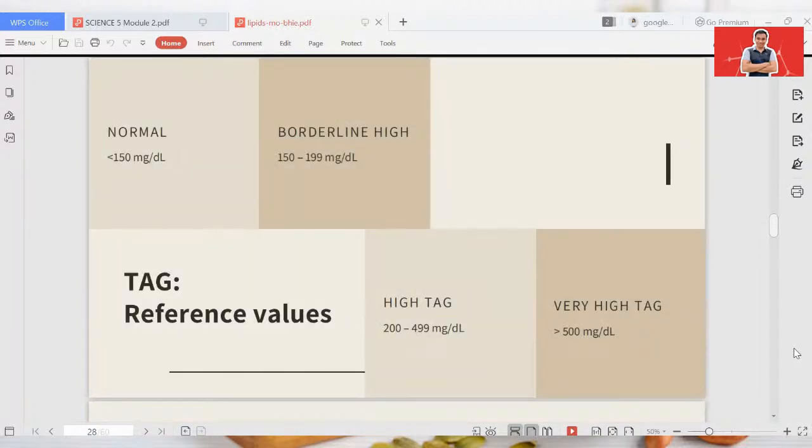So, the normal value of triglycerides is less than 150 mg per dL, and the borderline high triglycerides is 150 to 199 mg per dL. High triglycerides is 200 to 499 mg per dL. And if it is very high, it is greater than 500 mg per dL.